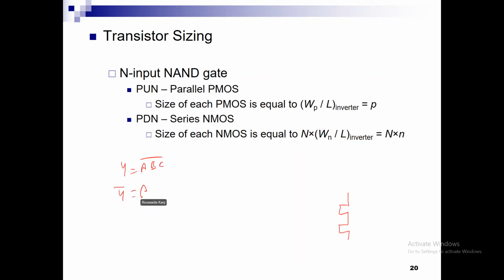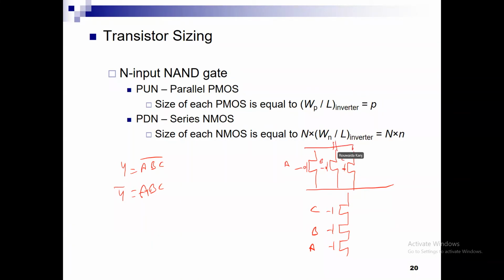So Y bar equals ABC, and it will have 3 in series A, B, C, and then it will have 3 PMOSes in parallel. Okay, so this is A, B, C, and this is VDD. Okay, this is VDD, and this is the output. So if I want to see what is the worst case path, when I have one route down, I only have one, and it is this series.